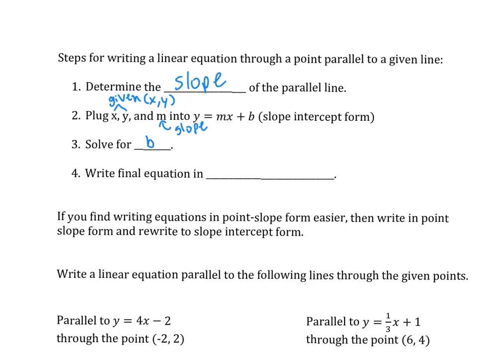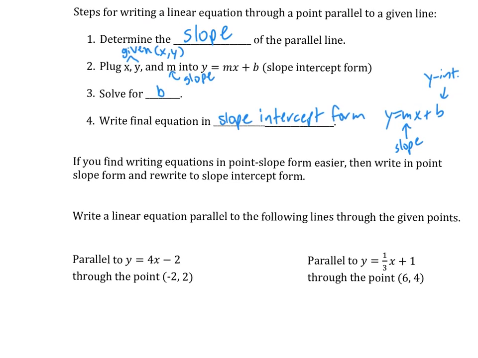And then we'll write the final equation in slope-intercept form, which is again y equals mx plus b, where m is the slope and b is the y-intercept. If you find writing equations in point-slope form easier, if you remember that, that's y minus y1 equals m times x minus x1, then you can always write in point-slope form first and then rewrite to slope-intercept form if you wish to do that instead.